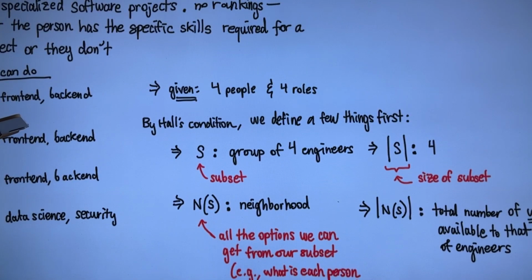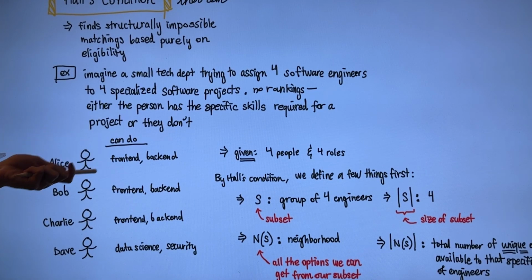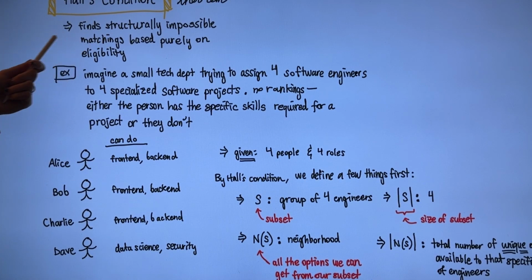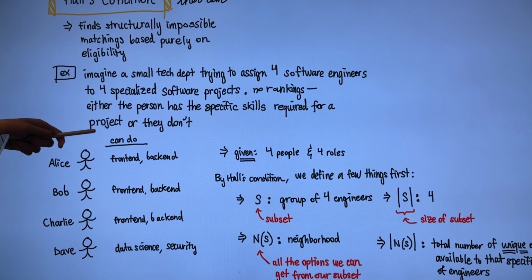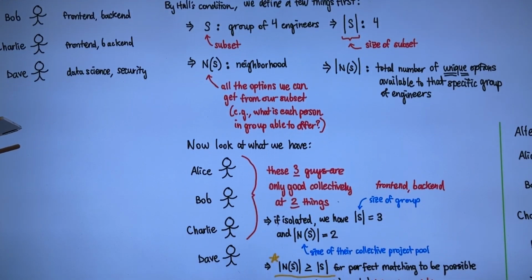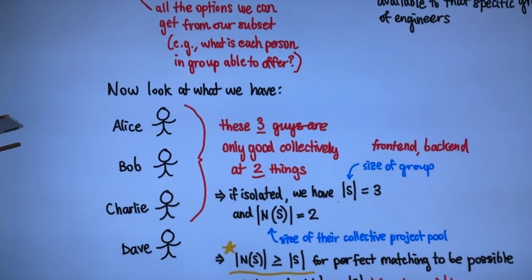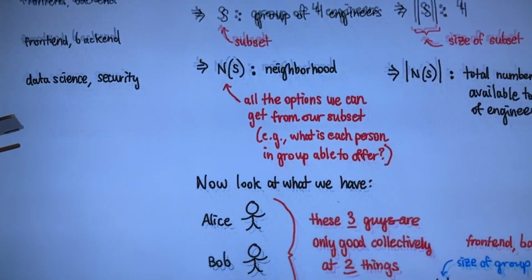So we want to know, is there able to be a perfect matching for these 4 people to the 4 roles, given that we have their skills? We have 4 people, we have 4 roles. Can you perfectly match each person to a role, given their skills? Well, Hall's condition asks us to do this first. We look at our set again, Alice, Bob, Charlie, Dave.